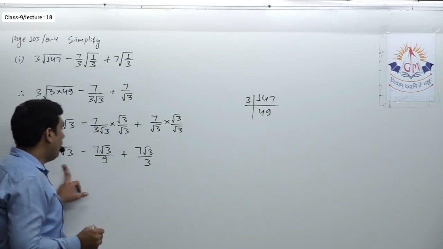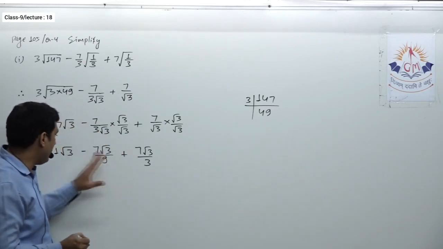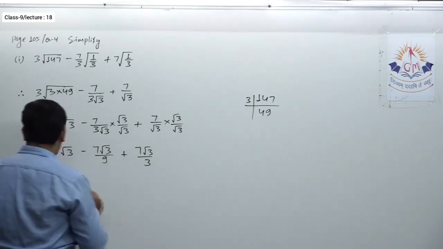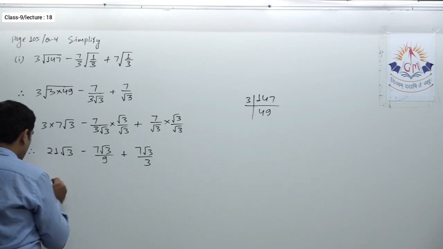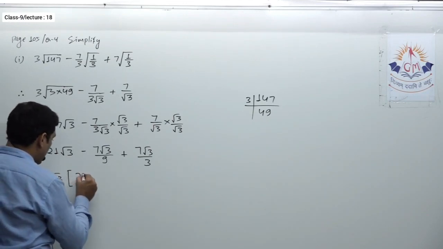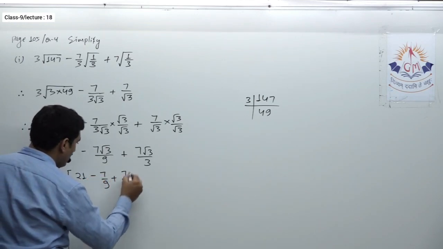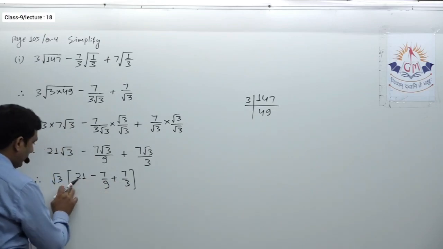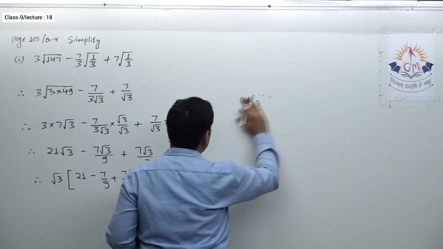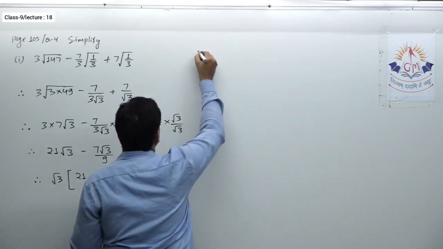Now we can say all are like terms. There are two ways to simplify it. For the first, I can take root 3 common and then add whatever is left, which is a little bit easier. When I take root 3 common, I get 21 minus 7 upon 9 plus 7 upon 3. Here I have to take the LCM of the denominators 1, 9 and 3, and I get 9.